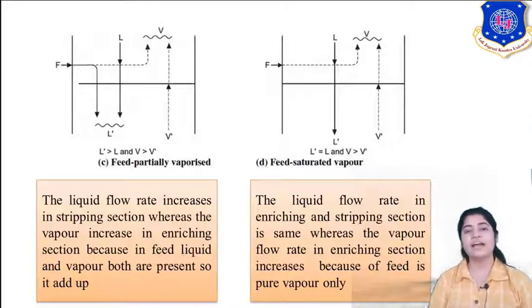Here you can see that the liquid stream is undisturbed. Okay, it is not disturbed. The liquid which is coming from enriching section, same is going into the stripping section. Hence, L equal to L bar. It means the flow rate of liquid in both enriching section and stripping section is same.